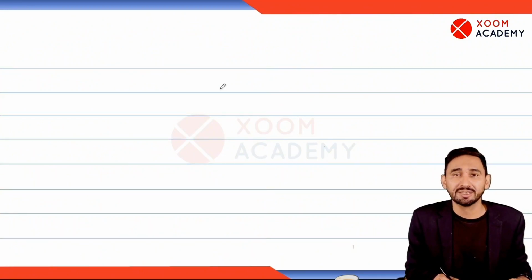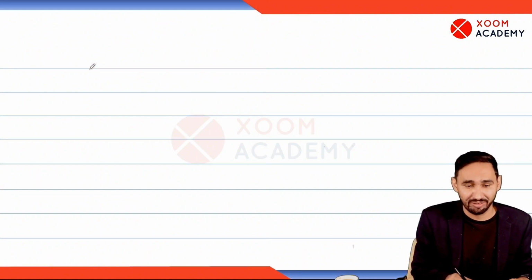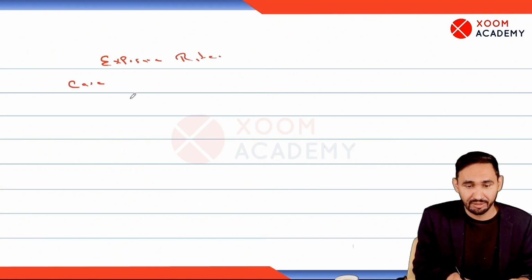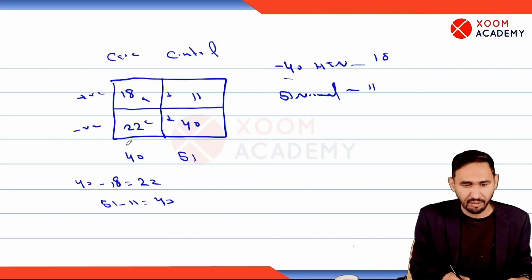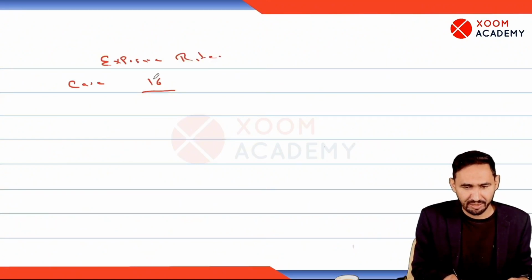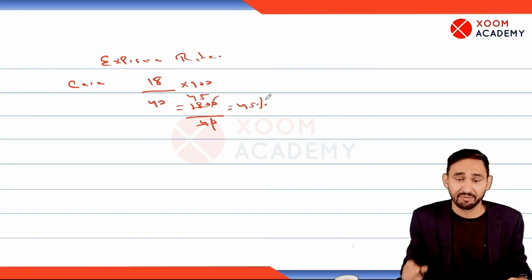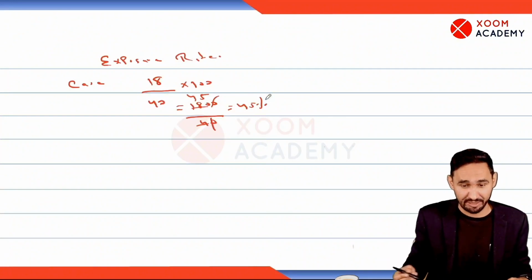Now we will calculate the exposure rate of case and the exposure rate of control, and we'll compare them. First we'll calculate the exposure rate of case. There were a total of 40 cases and 18 were exposed. So we'll divide 18 by 40 and multiply it by 100. Answer will be 45%. This means that 45% of cases are exposed, or 45% of hypertensives are obese in our study.